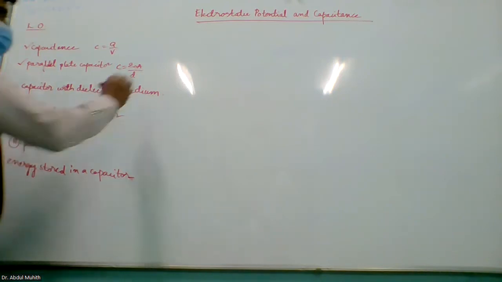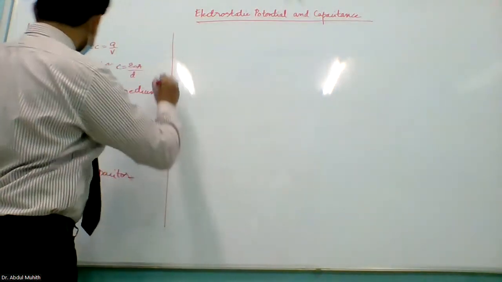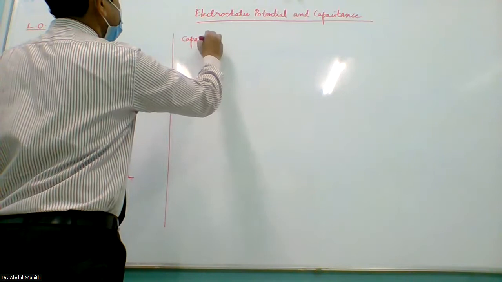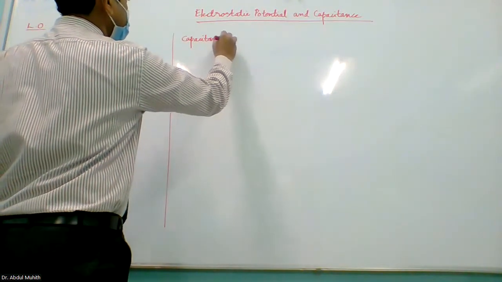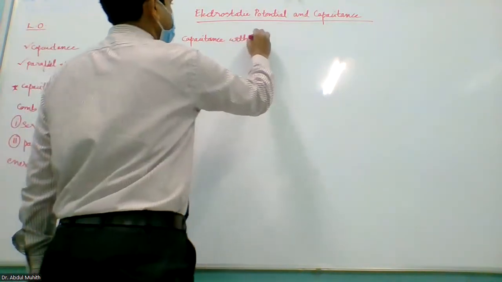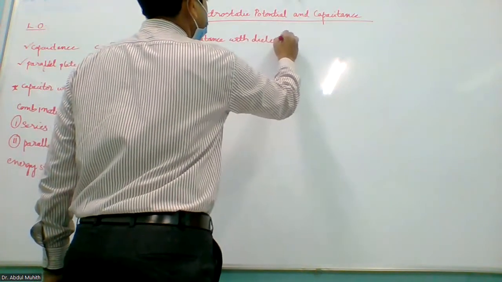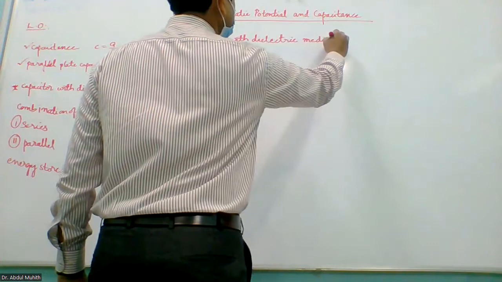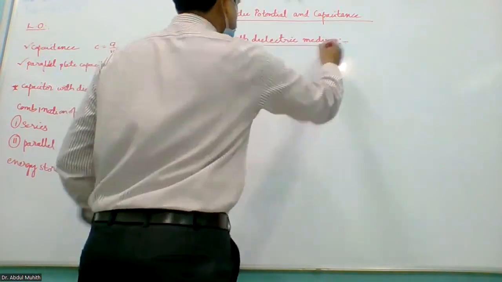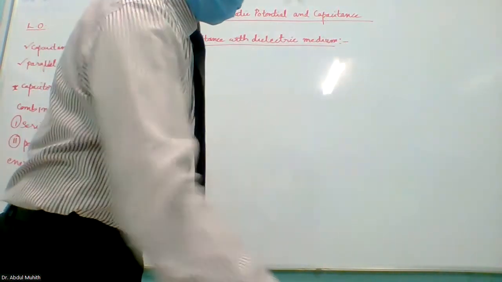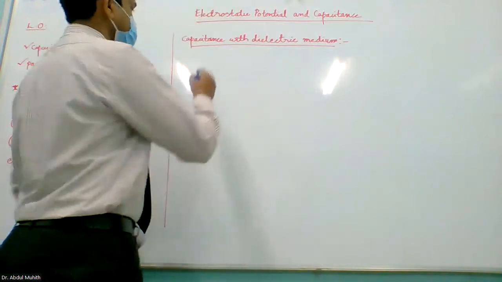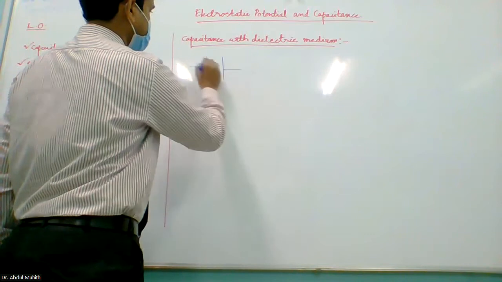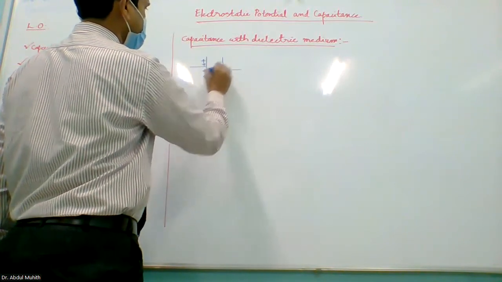See here, what is the formula? Now suppose capacitance with dielectric. It's very interesting also. Here I'm writing, suppose this is a capacitor. This is the positive plate and this is the negative plate.